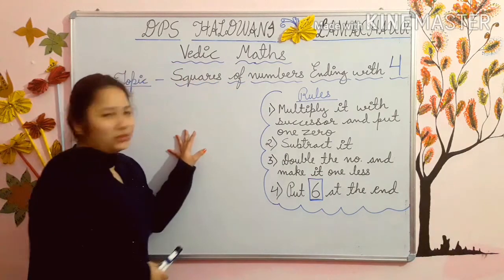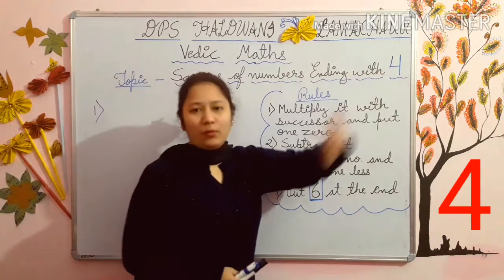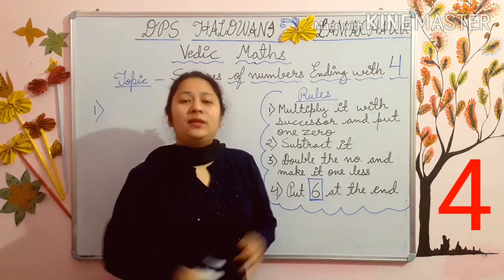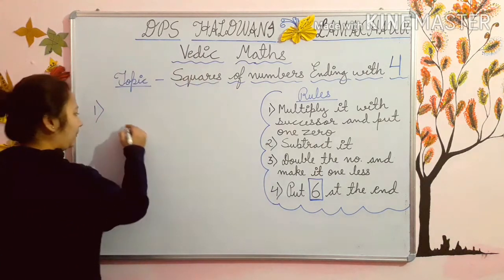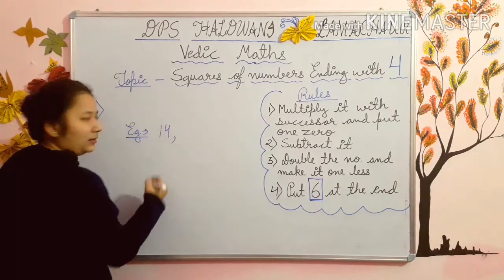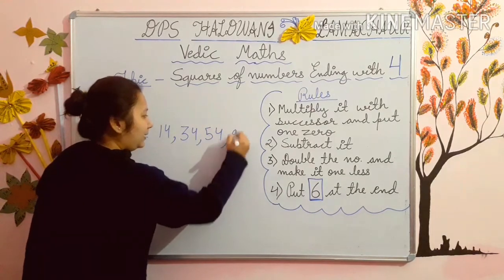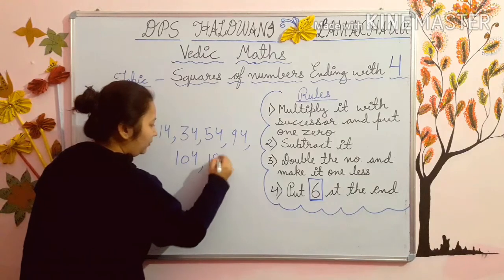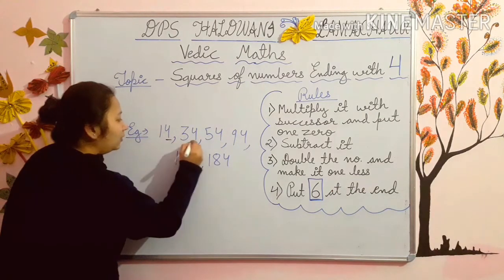Students, our today's video topic is squares of numbers ending with 4. Means today we will do the squares of the numbers which end with 4. Like for example 14, 34, 54, 94, 104, 184, means the numbers which are ending with 4.